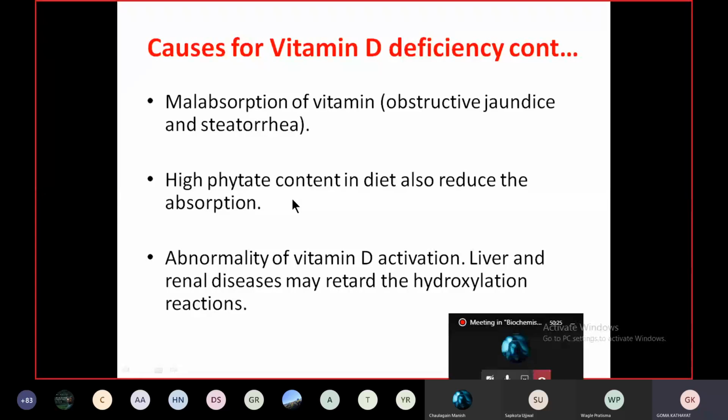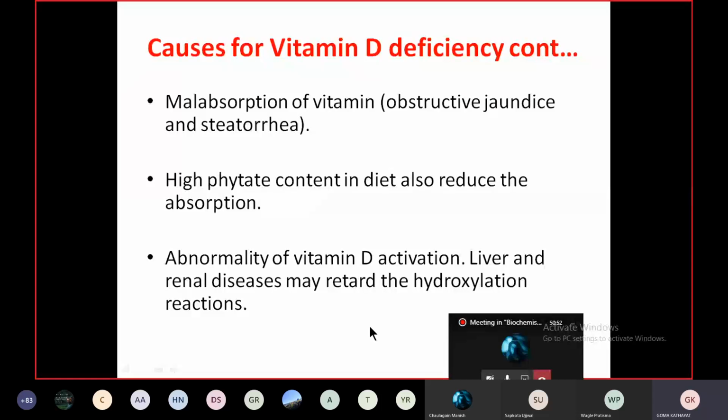And similarly, abnormality of vitamin D activation. Vitamin D, though it is synthesized in the skin, is activated: it undergoes first the 25 hydroxylation in the liver and then the 1 hydroxylation in the kidney. If there is liver and kidney disease, then it affects the hydroxylation reaction, so there will be no activation of vitamin D.